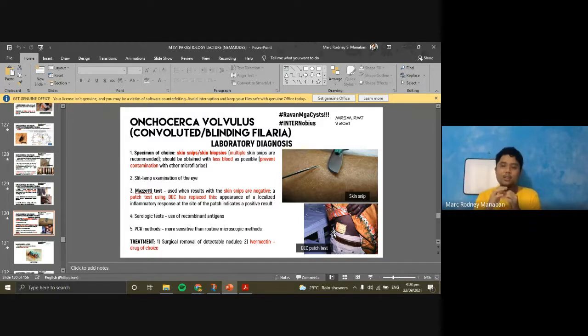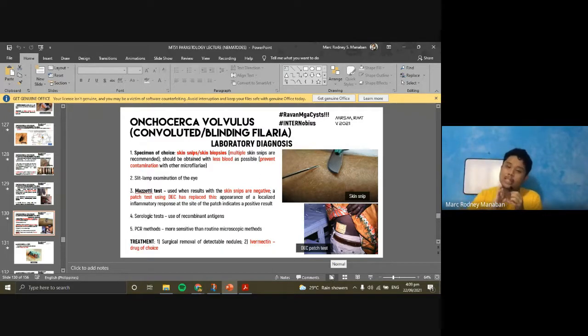Specimen of choice. Next, we have slit lamp examination. So that's the one where the eyeglass-like device is used, di ba? Like you put your eyes to a big machine where the doctors look at your eyes, basta gets na ninyo ang point ko. That's the slit lamp examination, no? Ayan, for again blindness once the eyes are involved in Onchocerca volvulus infection.